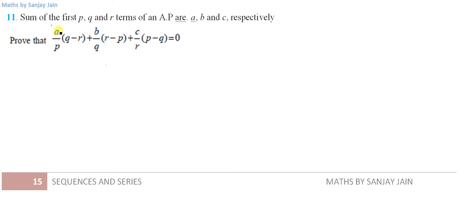So we were discussing this question in the last lecture. Let us continue this here. The sum of the first P, Q and R terms of an AP are A, B and C respectively, and we need to prove that this expression is equal to 0.